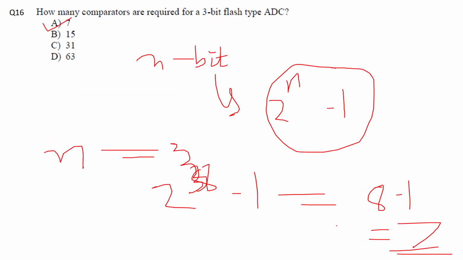Here we had this simple question. We need to figure out how many comparators were required for a 3-bit flash ADC. In general, for an n-bit flash ADC, 2 raised to the power n minus 1 comparators are required.